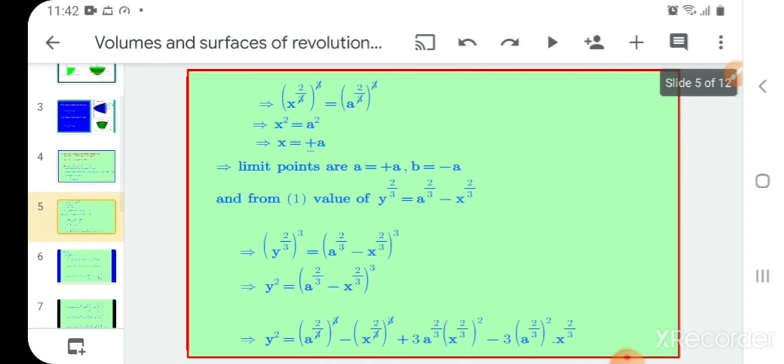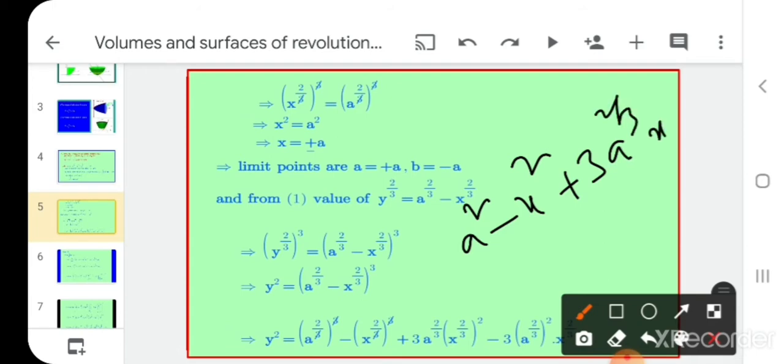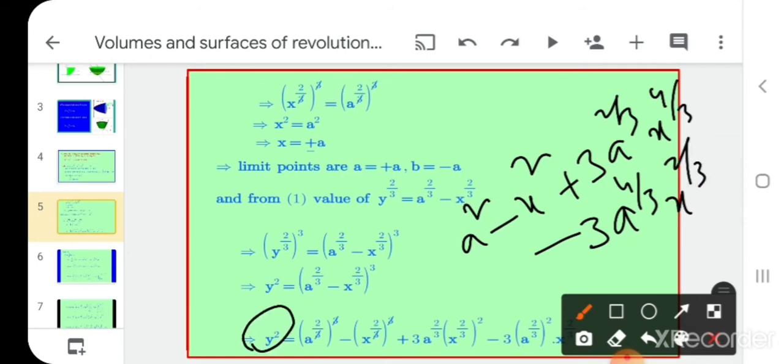Okay, this is the value of y square. What is the y square value? It is a square minus x square plus 3a power 2 by 3 x power 4 by 3 minus 3a power 4 by 3 x power 2 by 3. Now we get the y square value and the limit values.